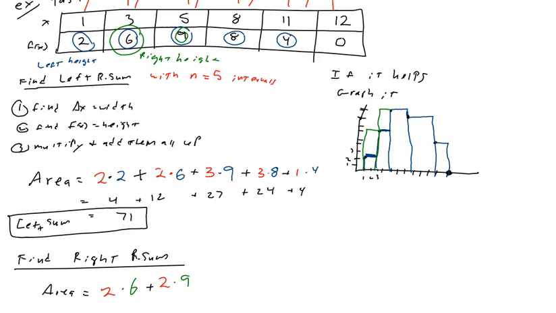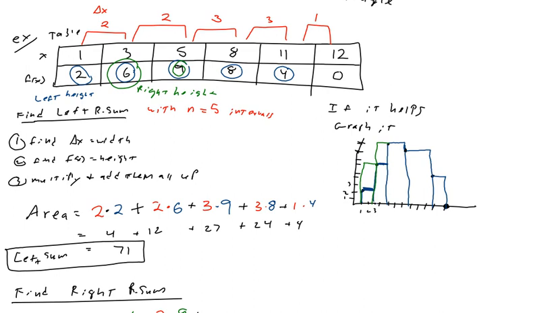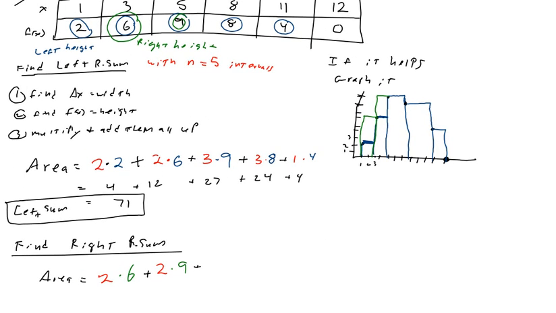Plus, keep going, same pattern. Next width is 3 times the height. This time the right-hand side height is going to be 8. 3 times 8, this one here. So this one's a little bit shorter than the last one. Right-hand heights, right? We're using the right-hand side number as the height.